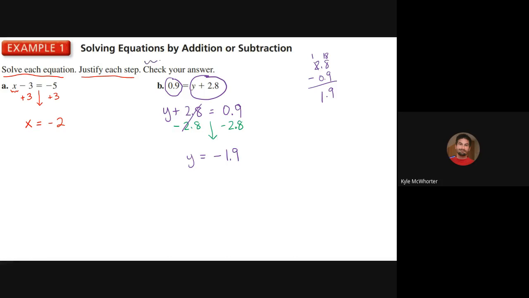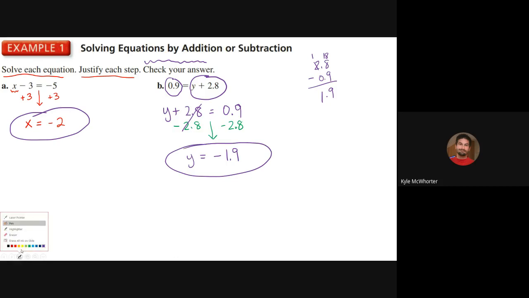And then the last part here says check your answer. How can we check our answer to make sure that it was right? First, I'm going to circle these so I know that they're my answers. For the first one, all you do is take the original equation and substitute your solution in. Instead of x, we're going to write -2. And then you just check, is -2 minus 3 equal to -5? Yeah. If I lost 2 things and then I lost 3 more things, altogether I lost 5 things.